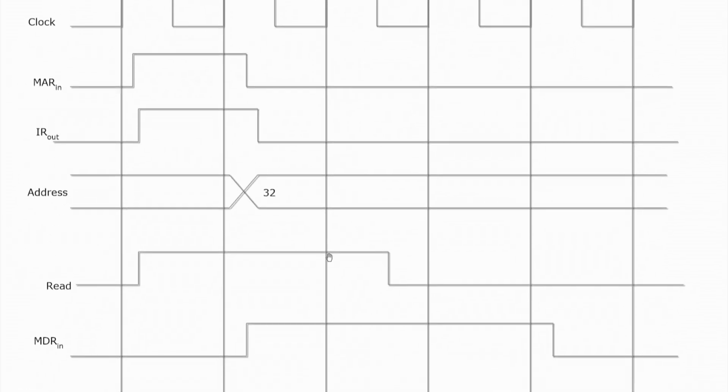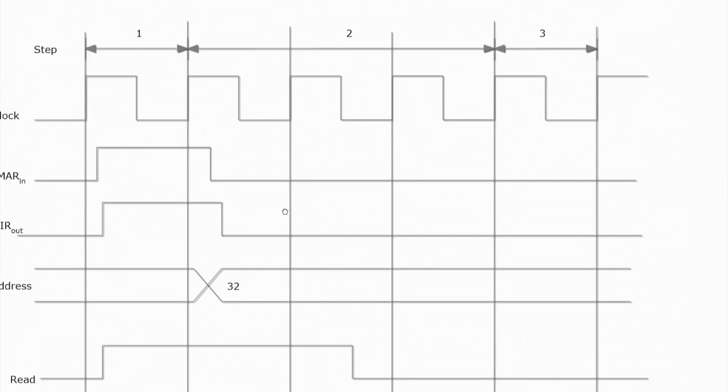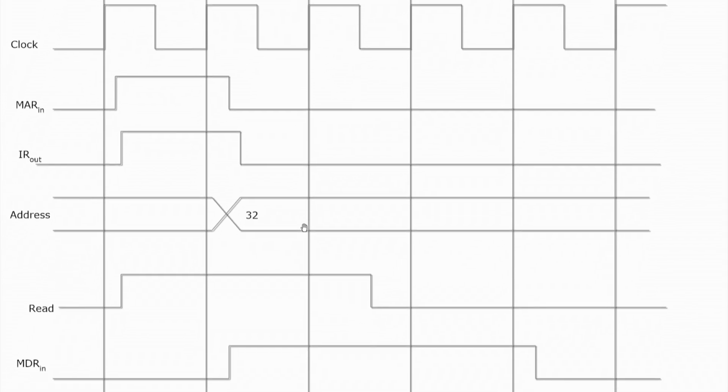So, now the memory will start dumping the value of whatever is in 32 into the memory data register. That will actually happen in the next clock edge, because everything happens on the positive clock edge. So, in the first clock edge nothing happens; in the second clock edge the instruction register value has gone to the MAR, and in this clock edge 32 is loaded and the read signal is also 1.